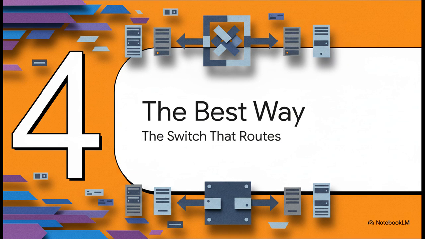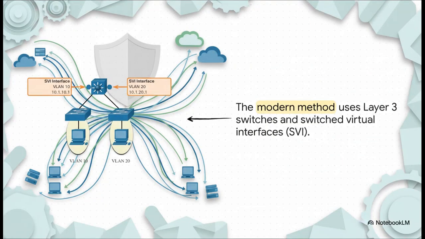But even that clever hack has its limits. For the really big, really high-speed networks, we needed another huge leap forward. And that brings us to the modern standard, which is basically getting rid of the external router completely. And look at that, the stick is totally gone. The modern way uses a much more powerful device called a layer 3 switch.